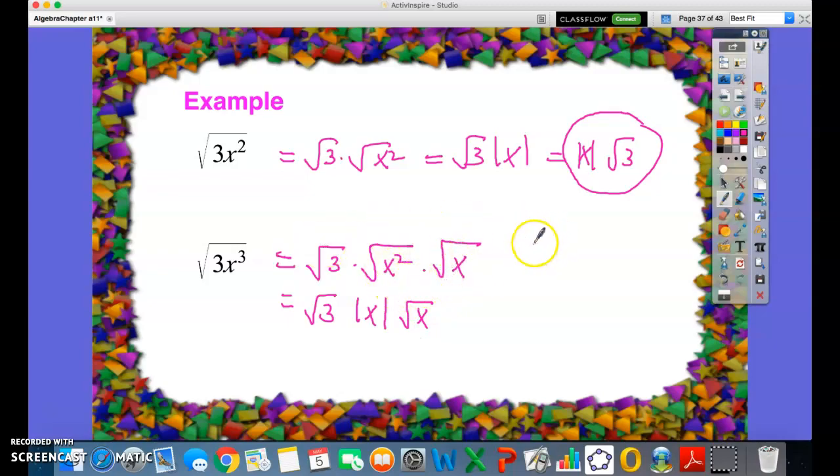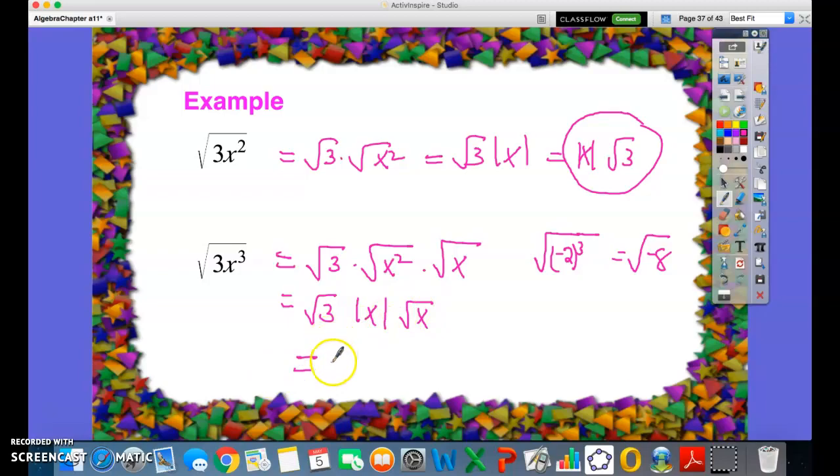The square root of x cubed, right? Can this x be a negative number? For example, if you have the square root of negative 2 cubed, it's the same as the square root of negative 8. The square root of negative 8 is not a real number. So we don't find the square root of a negative number. So we know that x is a positive number, and you don't have to put the absolute value symbol since it's already positive.